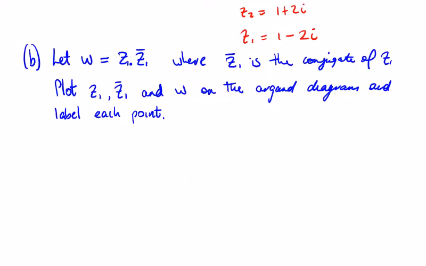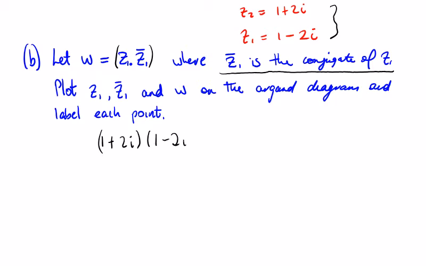Part B of this question: let w equal z1 by the conjugate of z1, and it tells you this in case you don't know that z1 with a line over it is the conjugate. Plot z1, the conjugate of z1, and w on the Argand diagram. We've actually multiplied z1 by the conjugate of itself above. So 1 plus 2i by 1 minus 2i, again from above, is 1 minus 4i squared, which is 1 plus 4, which is 5. So w is equal to 5, and for complex numbers we say 5 plus 0i.